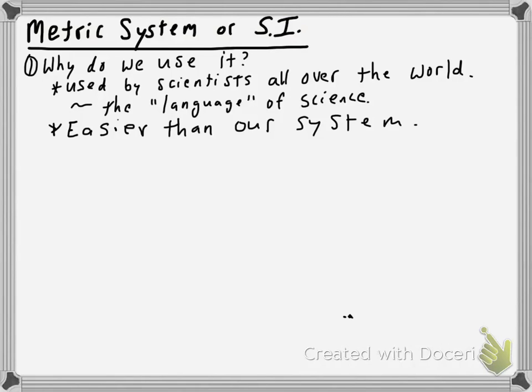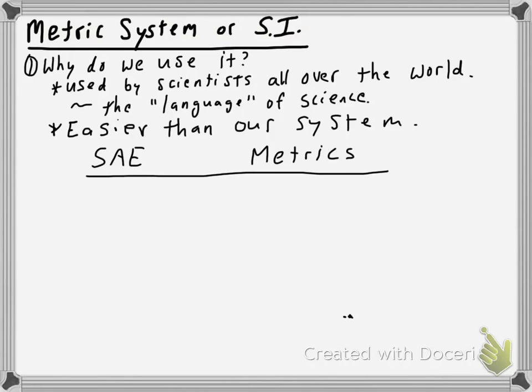The next reason we use the metric system is that it's easier than our system. We use what's called the Standard American English System, or SAE system. And if we look at the comparison of SAE to metrics, we end up with something that looks a little bit like this.